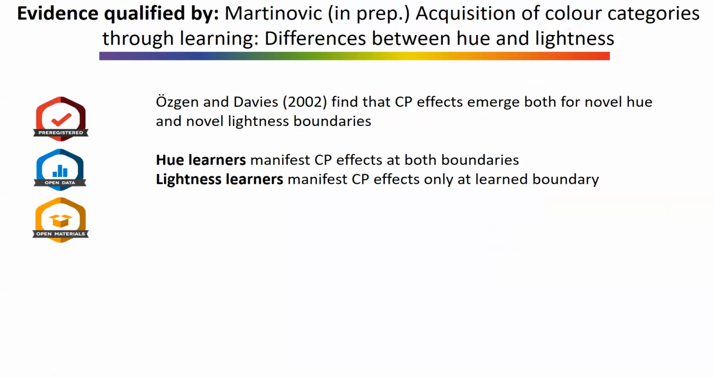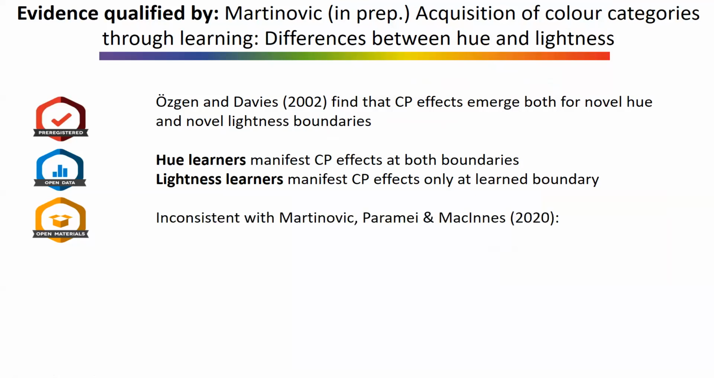And how does this relate to my previous study? Well, Özgen and Davies report in their paper that categorical perception effects emerge both for the hue and the lightness boundary, however, not in the same way. Their hue learners actually seem to have acquired both, because they manifest categorical perception effects both at the hue and at the lightness boundary. But the lightness learners only manifested categorical perception at the lightness boundary.